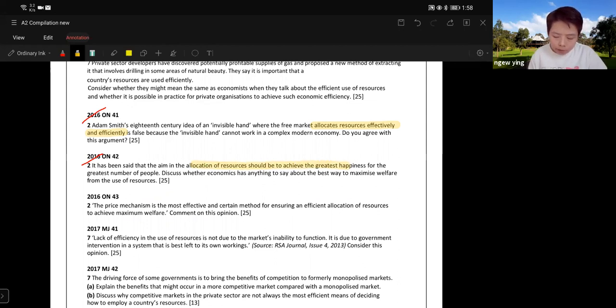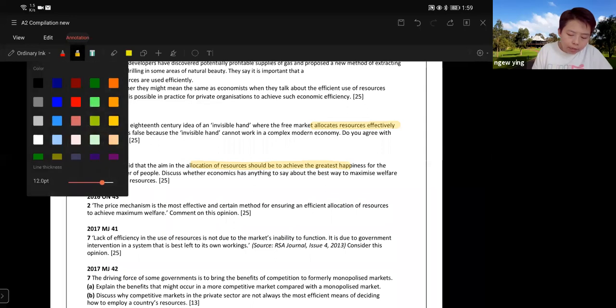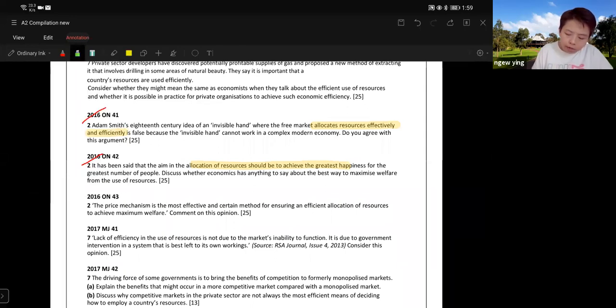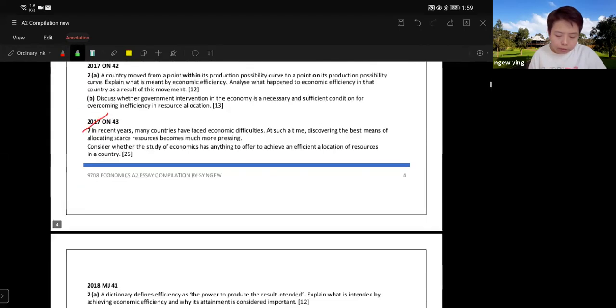Secondly, you will see another keyword, whereby they give you the idea of the free market or the price mechanism. The second keyword here is the invisible hand, or free market. In the second question, they don't really discuss whether it is a free market or a mixed economy or whatever. Then let's move on and look at other essay questions.